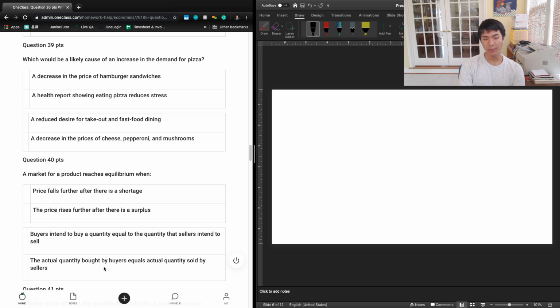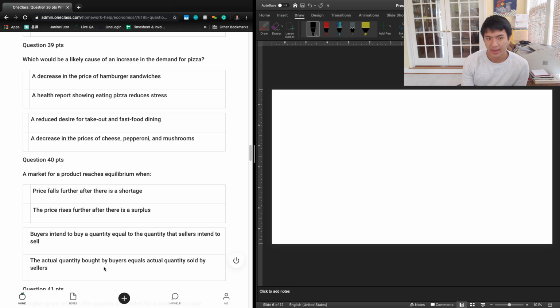So if hamburger sandwiches are substitutes and the price for hamburger sandwiches goes down, that means the demand for hamburger sandwiches goes up. And if it's a substitute, that means the associated demand for pizza is going to go down as people who formerly buy pizza are attracted to buy hamburger sandwiches at a lower price instead. So that's not going to be the right answer because although it is a demand determinant, it is not getting the direction of change correct. We're looking for an increase in demand and this will cause a decrease in demand.